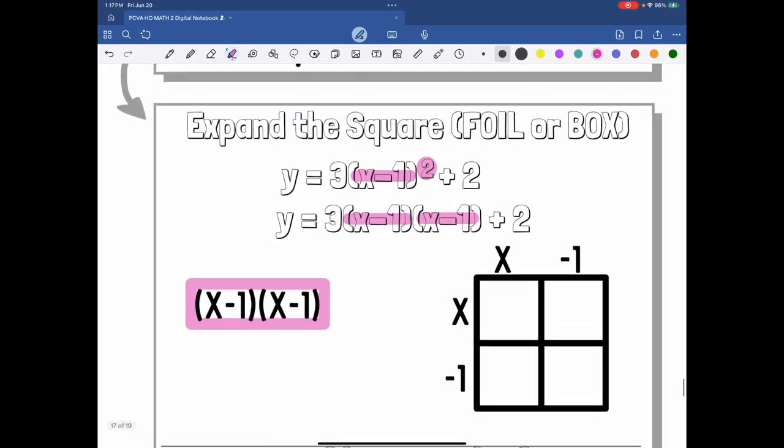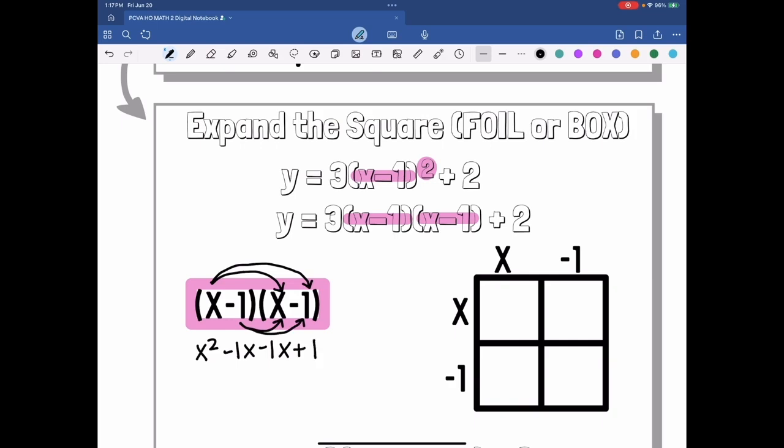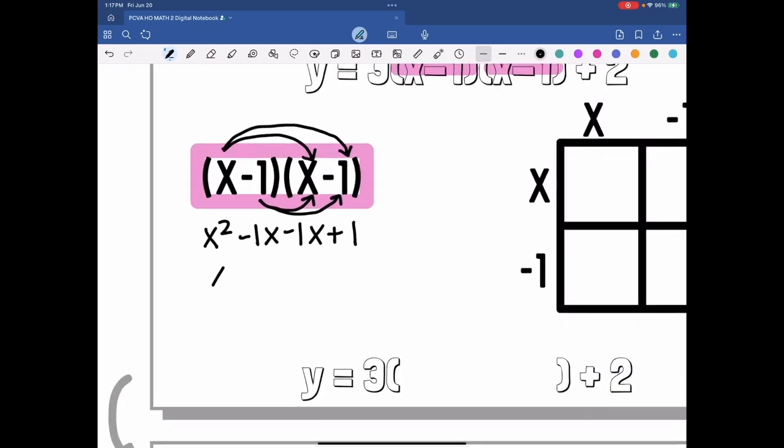Now, I don't know how you learned how to multiply. You could use the FOIL method, which is first, outer, inner, last, which is basically the distributive property. So x times x gives me x squared. That's the two first ones. The two outer pieces give negative 1x. Then we do the two inside pieces. And then negative 1 times negative 1, the two last pieces, is positive 1. Of course, we combine like terms, and I get x squared minus 2x plus 1.